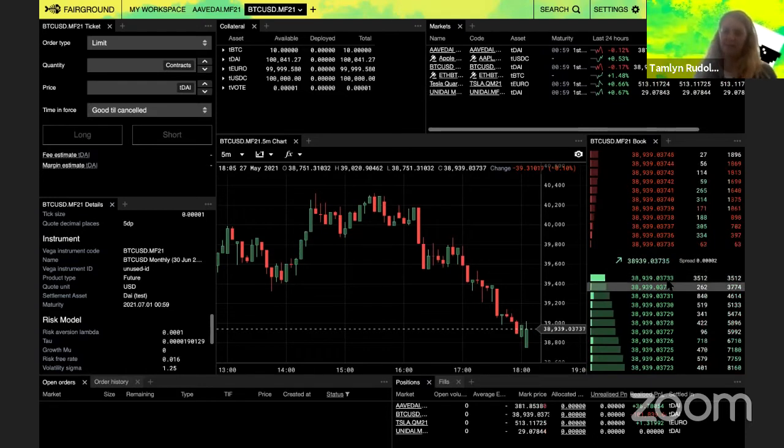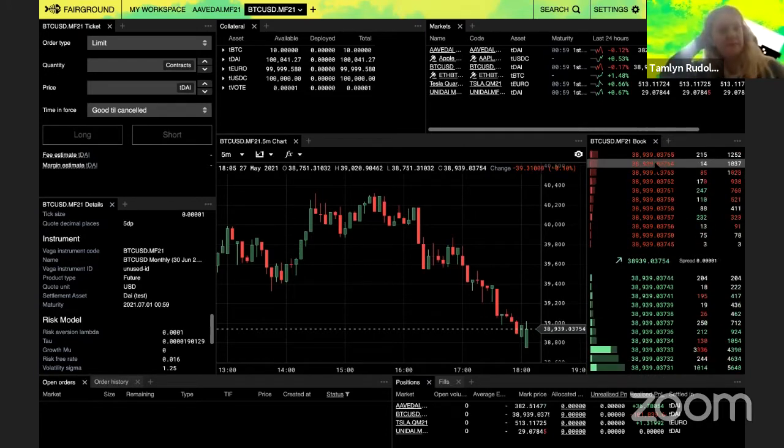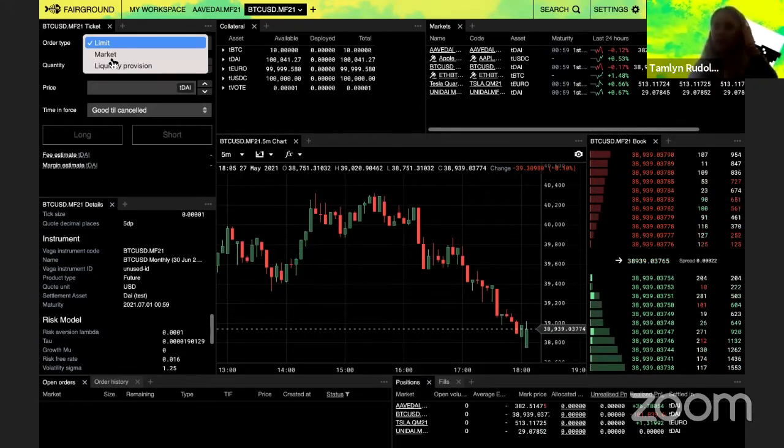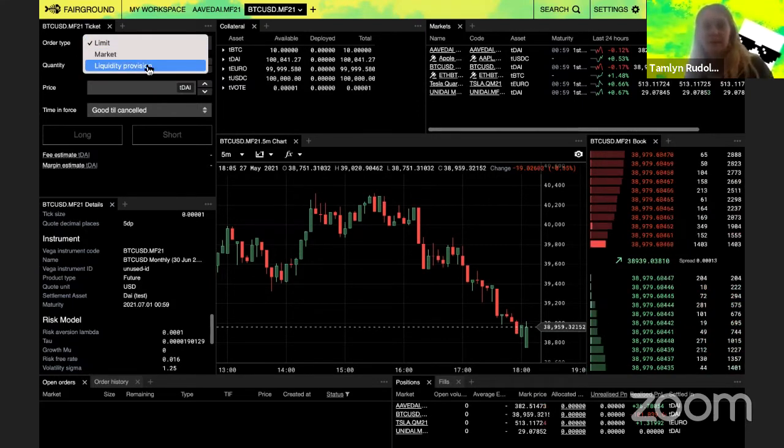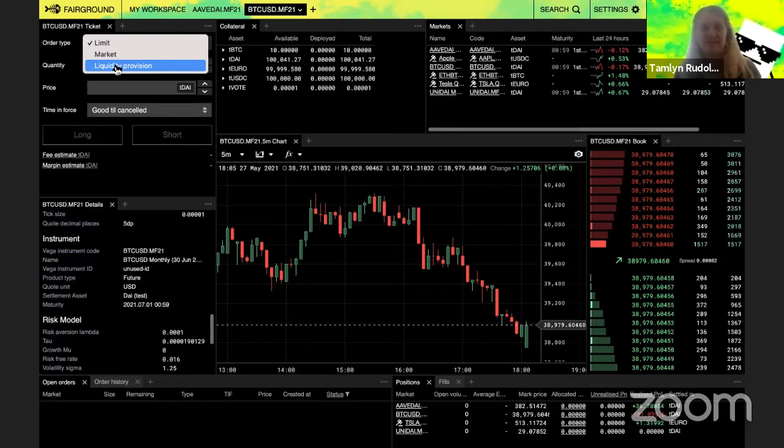Then working your way down at the least competitive bids and working your way up at the least competitive offers. I talked through the difference between a limit and a market order. Those are the two different types on offer for a central limit order book. And then of course, a very special Vega order type, which we'll finish up with today, is this liquidity provision.